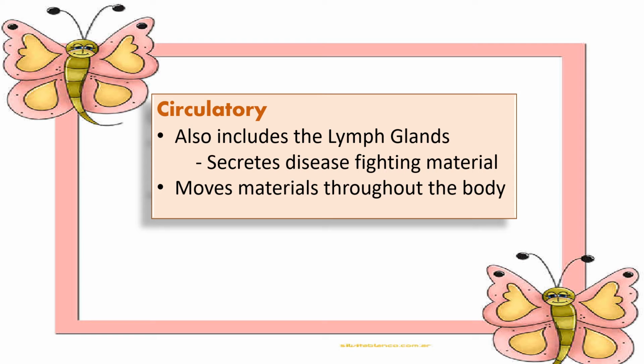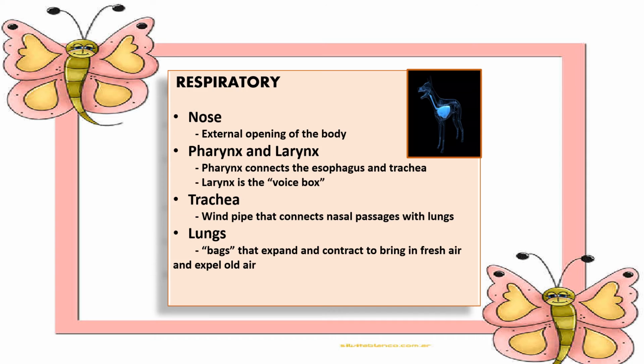Again, as I have told you, the circulatory system includes the lymph glands, and these lymph glands secrete disease-fighting material. This moves materials throughout the body. Now, let's move on to the respiratory. I know you all know what the major structures of our respiratory system are.